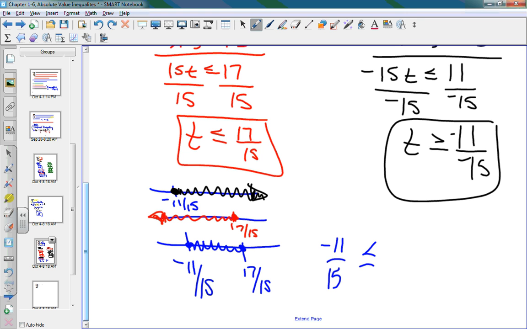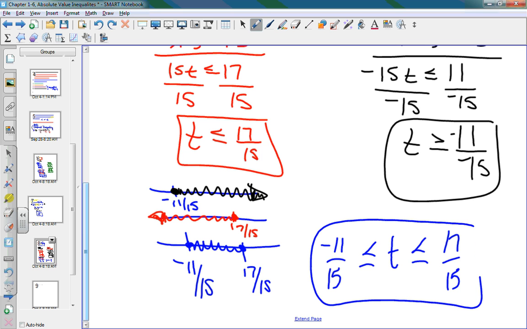Less than or equal to? T. Right now, less than. Less than or equal to 17/15. Why do they both have to be less than or equal to? Because if I take out that t, I always have to have a true statement, and negative 11/15 is always less than 17/15. Do we understand this? The arrows have to be pointing to the left. They have to be. Okay?